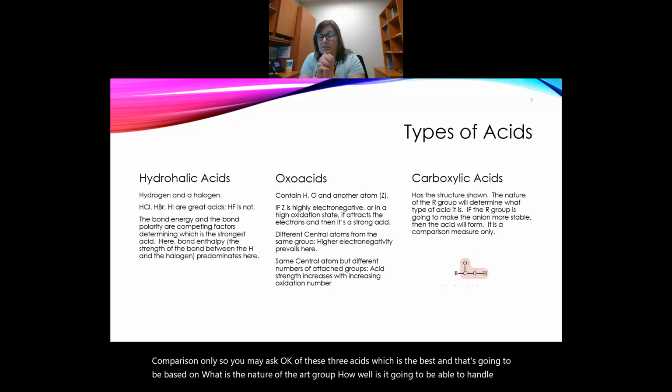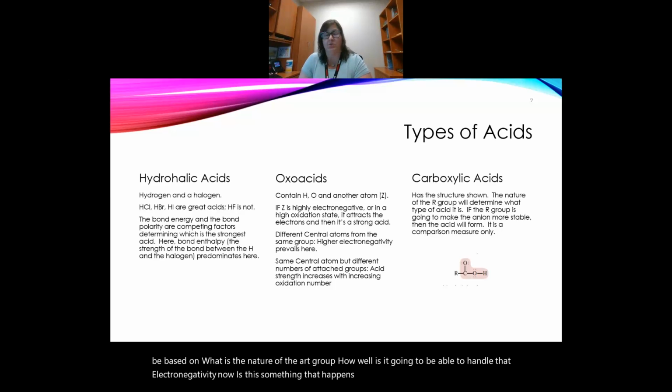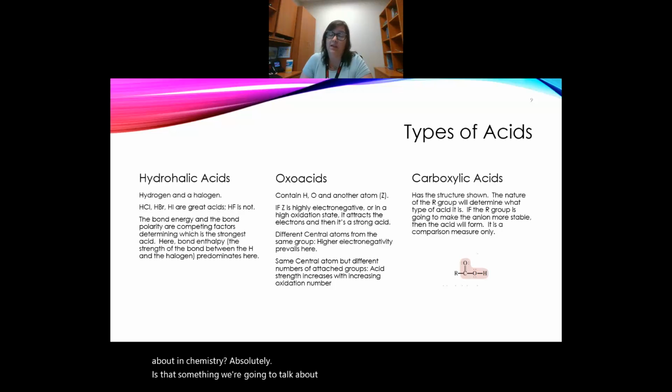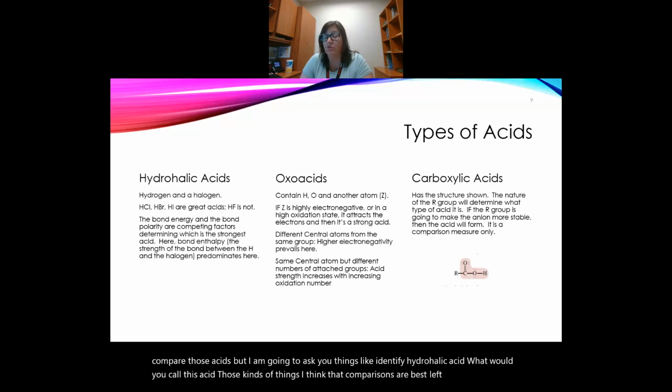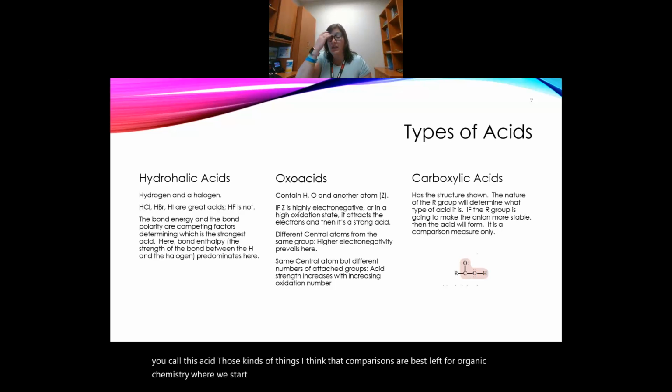Now, is this something that happens and something that gets talked about in chemistry? Absolutely. Is it something we're going to talk about in great detail here? No. No, I'm not going to ask you to compare those acids, but I am going to ask you things like identify a hydrohalic acid. What would you call this acid? Those kinds of things. I think that comparisons are best left for organic chemistry, where we start talking about the nature of those functional groups, and therefore we're better able to understand what it is we're looking at there. So that is not something we talk about in great detail for this class.